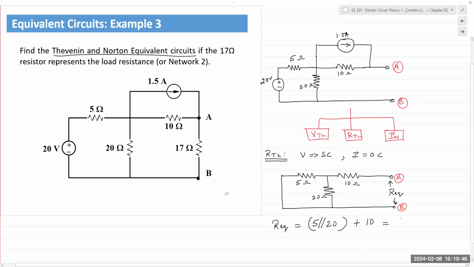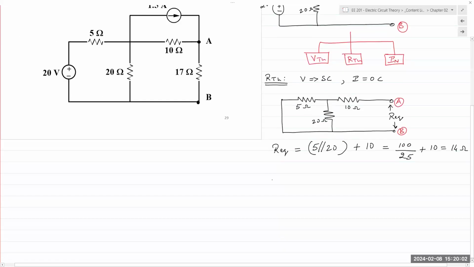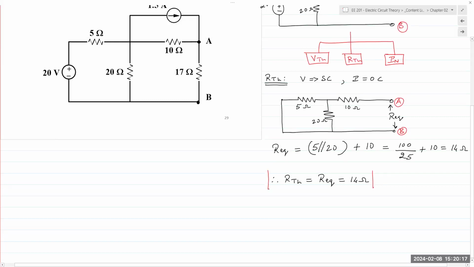That gives me 5 times 20, 100, divided by 5 plus 20, which is 25, plus 10, and final REQ value of 14 ohms. Therefore, my Thevenin resistance RTH, which is equal to REQ, is 14 ohms. Okay. So 1 quantity done, 2 more to go.